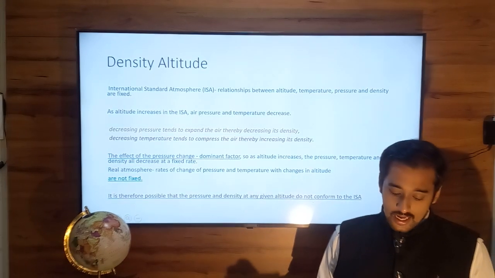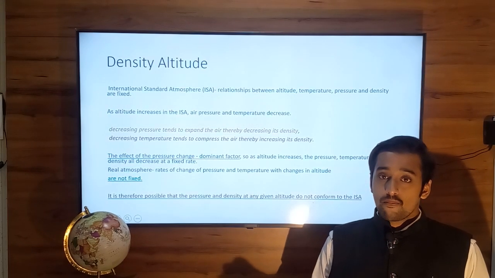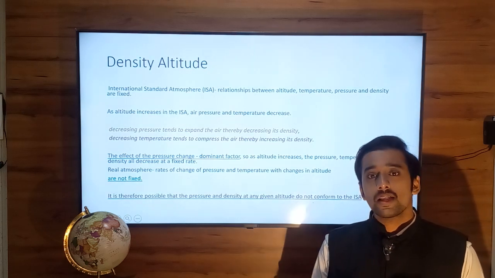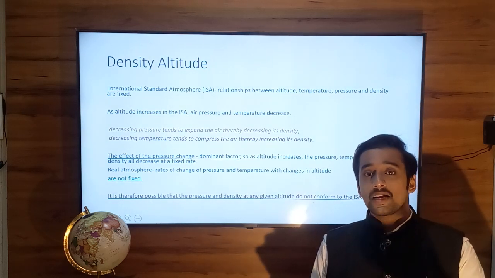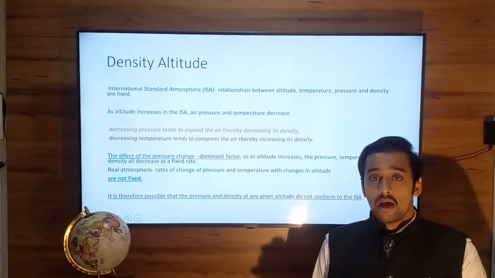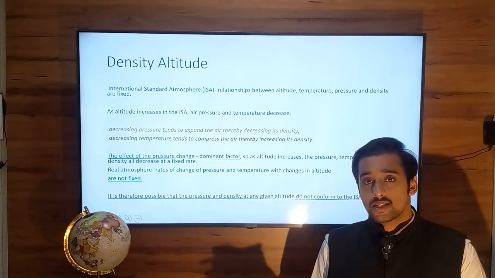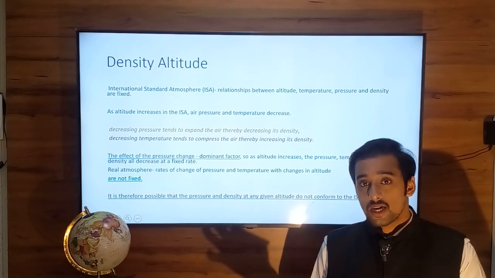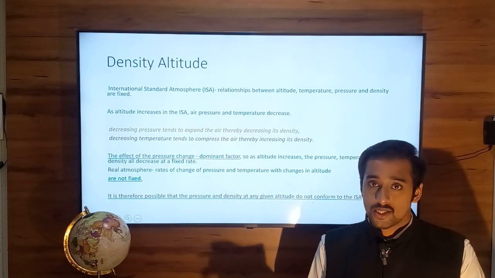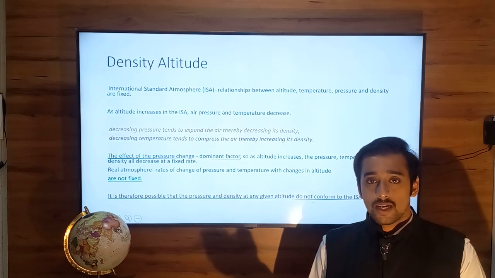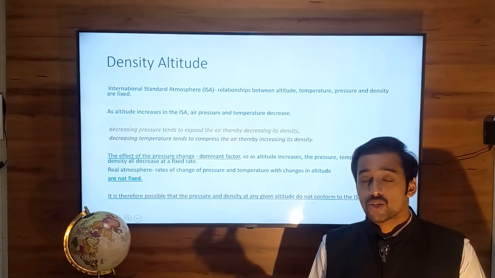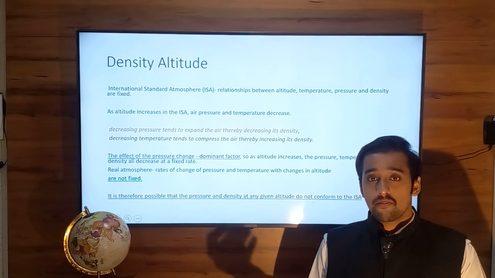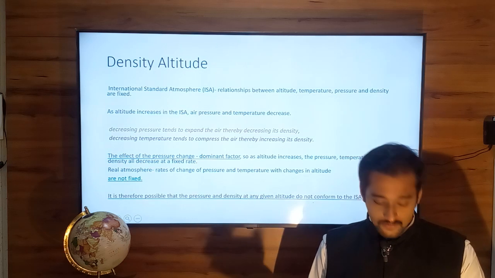ISA. In ISA, the relation between altitude, temperature and pressure is fixed. We have a fixed lapse rate. Everything happens according to those set rules, set theories. But in actual atmospheric conditions, seldom do we get lapse rates which are equal to ISA lapse rates or ISA values. Sometimes we may have lapse rates which are much more than ISA lapse rates, temperatures hotter than ISA, temperatures colder than that, etc.